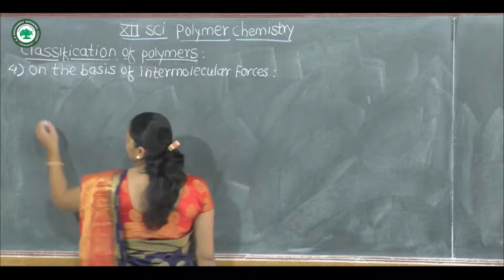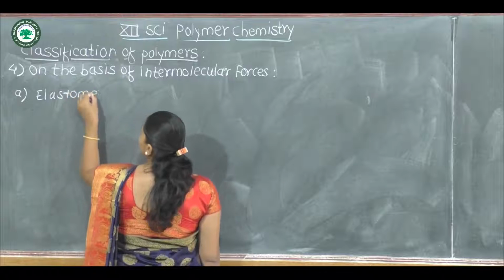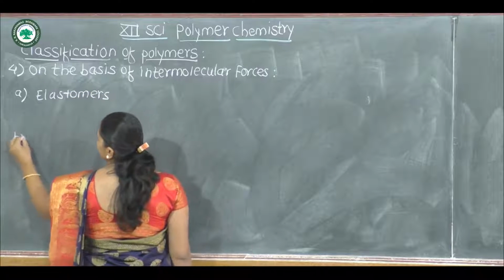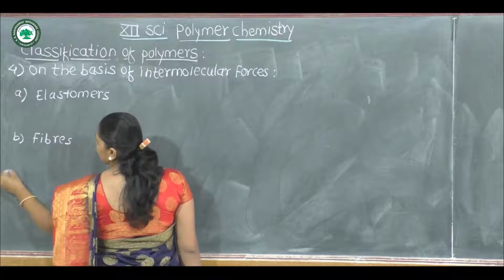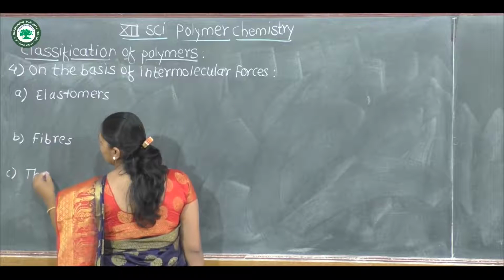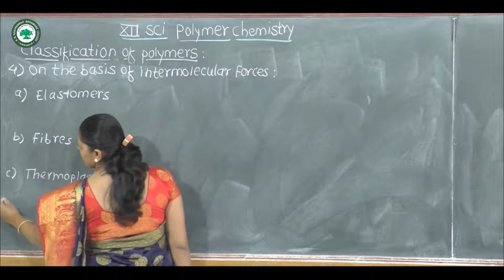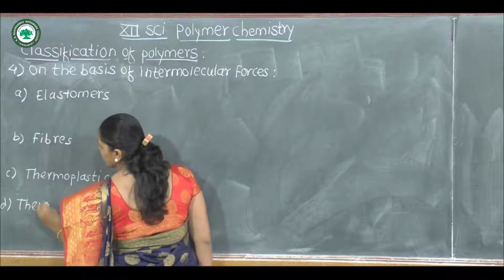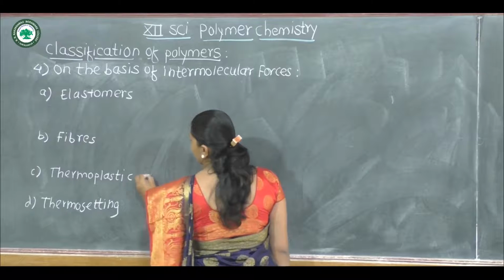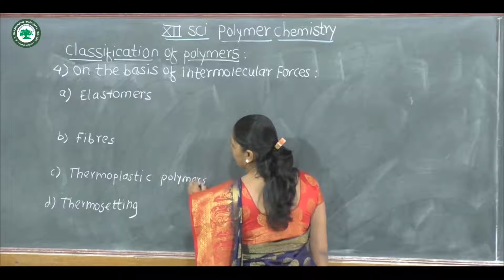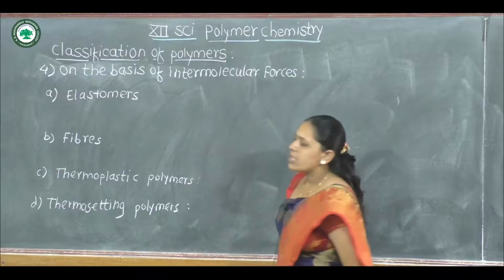First one is elastomers, second one is fibers, third one is thermoplastic polymer, and fourth one is thermosetting polymer. We will see one by one.